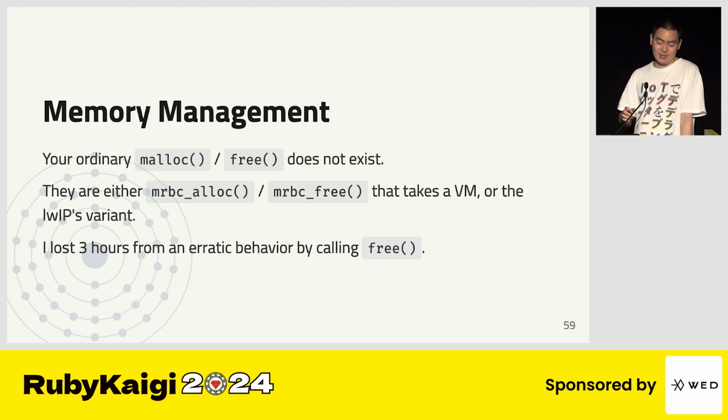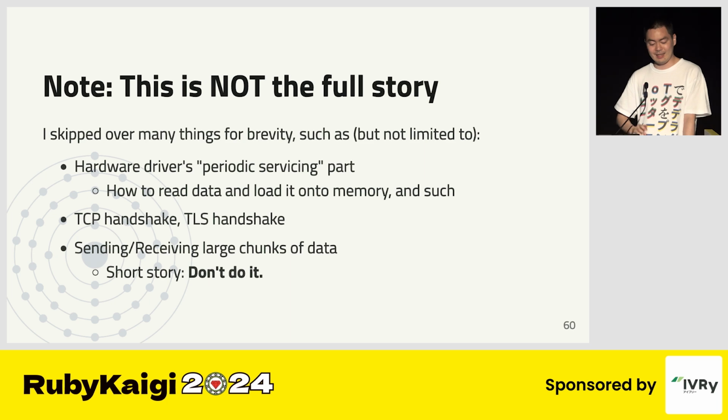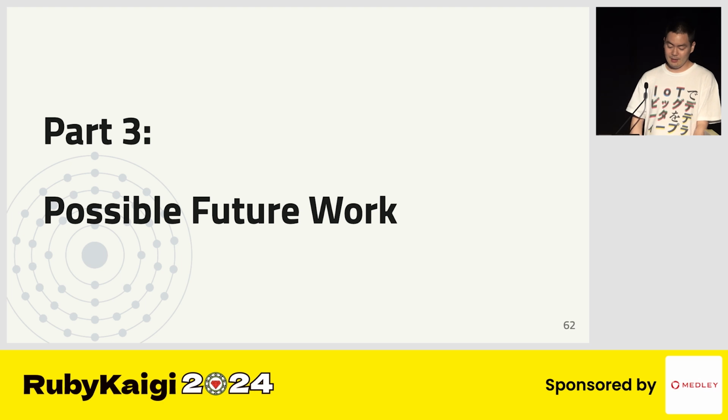I randomly used a free function inside the TCP client code and lost 3 hours from an erratic behavior. And note that this is not the full story. I skipped over many things for time's sake, such as the hardware drivers, periodic servicing part, TCP handshake, TLS handshake, and sending and receiving large chunks of data. The short story is you don't do it because PicoRuby is small.